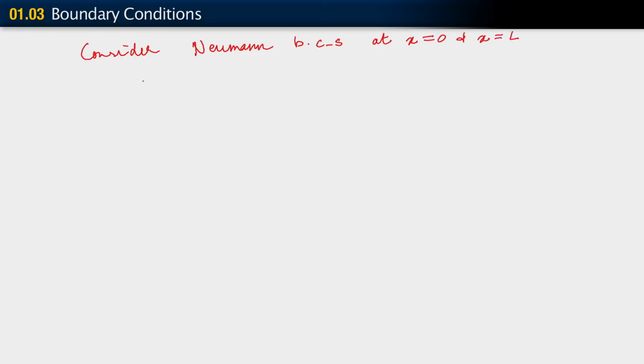What this may mean is that sigma at 0, which we know to be E u comma x evaluated at x equals 0, equals, let's say, T0, for traction at 0. And sigma at L is E times u comma x evaluated at x equals L, now equal to T sub L. I'm distinguishing T0 and TL just by the positions.